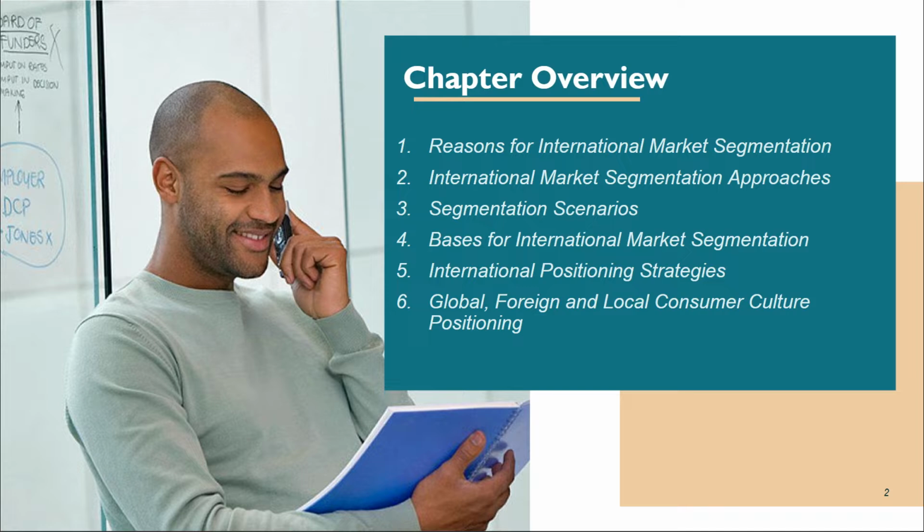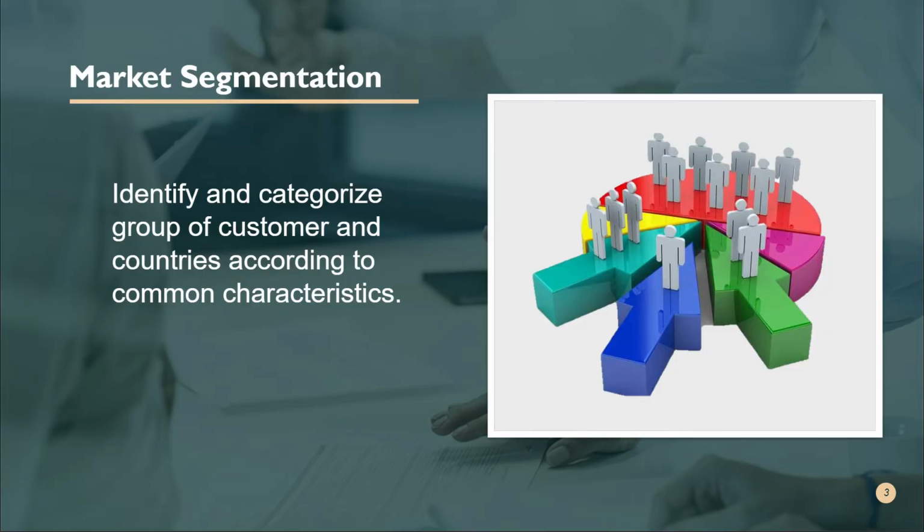Now, we will give meaning to the keywords in this chapter: market segmentation and market positioning in a global scale. First, market segmentation is a tool that is used to identify and categorize groups of customers and countries according to common characteristics. Now, with this in mind, variation in customer needs is the primary motive of segmenting the market. When consumer preferences vary, marketers can design a marketing mix program that is tailored to the needs of the specific segments that the firm targets.